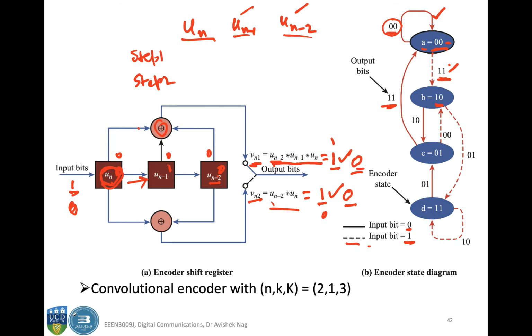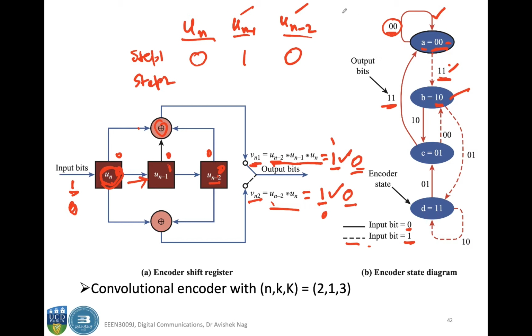Let's say if we have 1 0, then what will happen? Here, we are in state B. And at state B, let's say if your input is 0, then the output will be the modulo 2 sum of all these three, so the output will be 1.